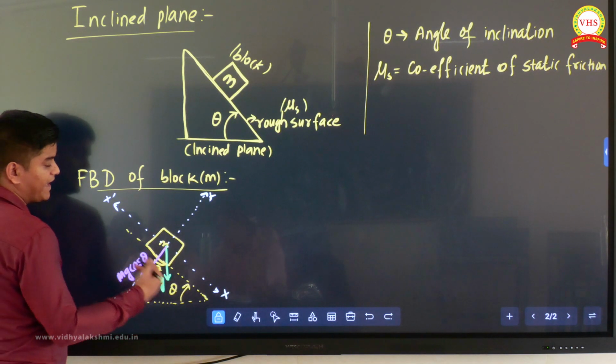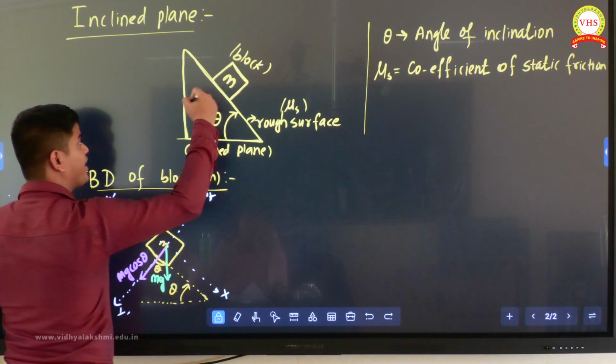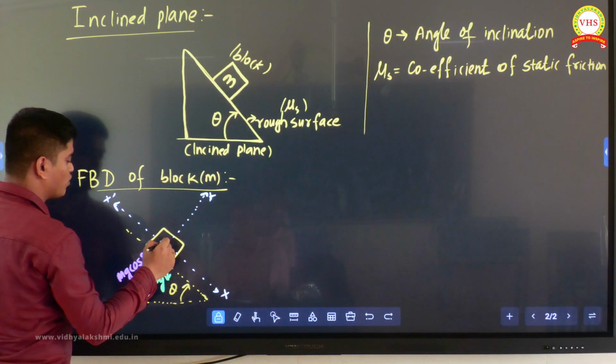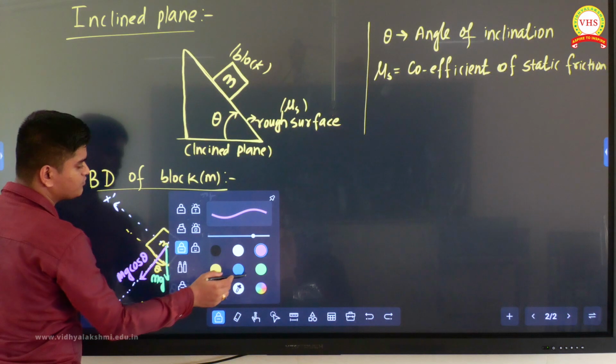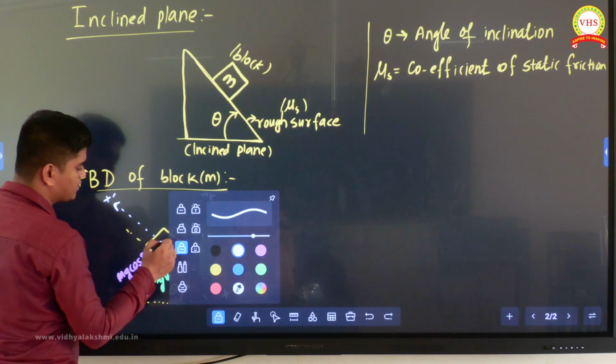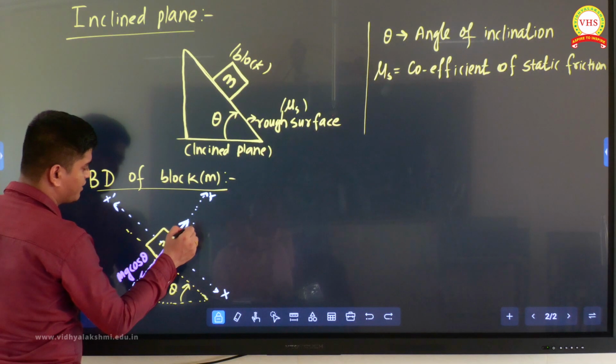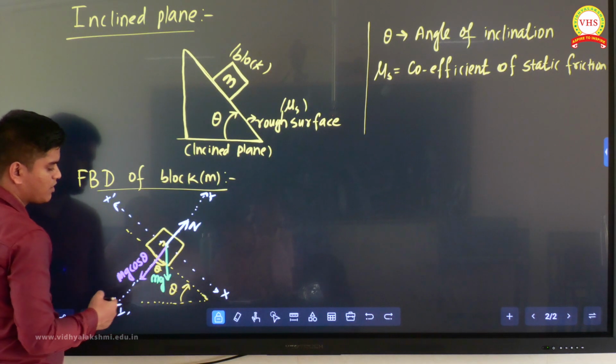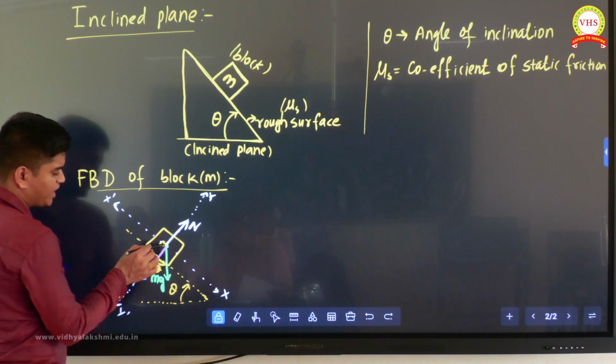As the inclined plane is there, it will give one outward normal, right? Yes or no? The outward normal will be there. Let me take it like this: the outward normal is N. And here this is mg cos theta. In this direction, what?